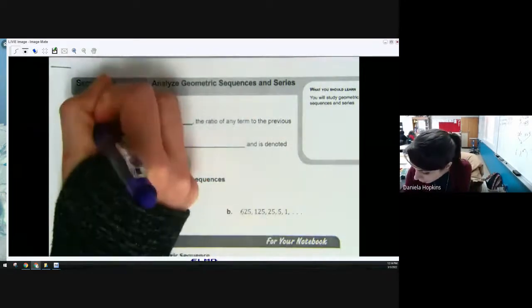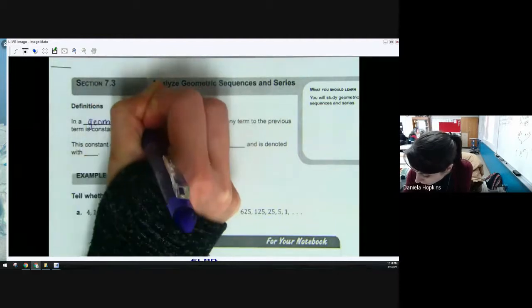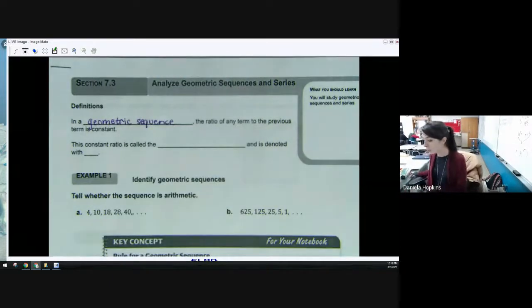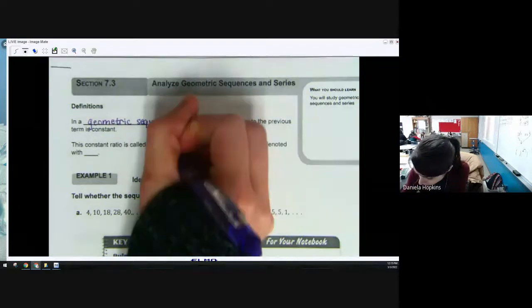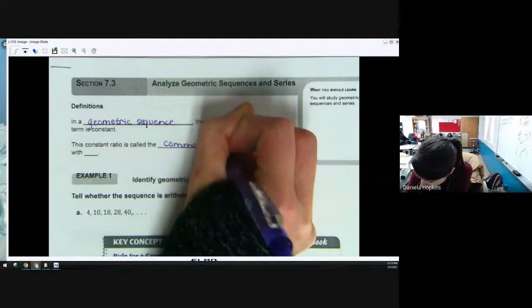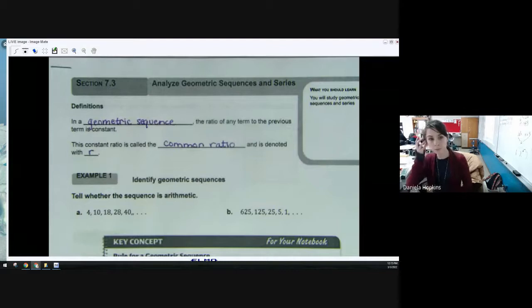So in a geometric sequence, the ratio of any term to the previous term is constant. So this time we're talking about a ratio, which if you see the word ratio, you should think fraction. This constant ratio is called the common ratio, and is denoted with r. So remember, we had the common difference for arithmetic sequences. Now we have a common ratio.